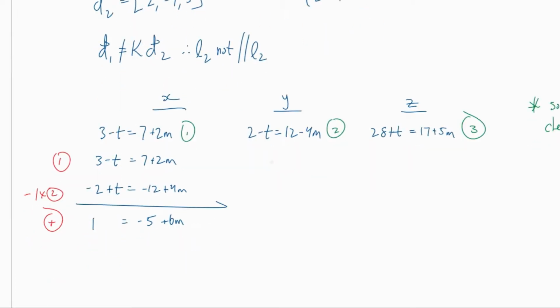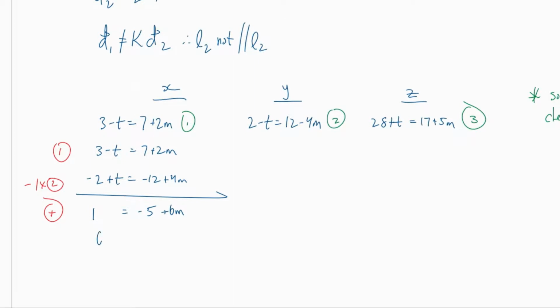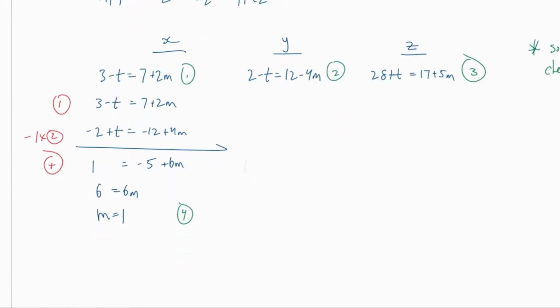Okay, add 5 to both sides. I get 6 equals 6m, so m equals 1. Okay. I've got equation 1, 2, 3. I'm going to call this equation 4 because now I'm subbing 4 into equation 1.